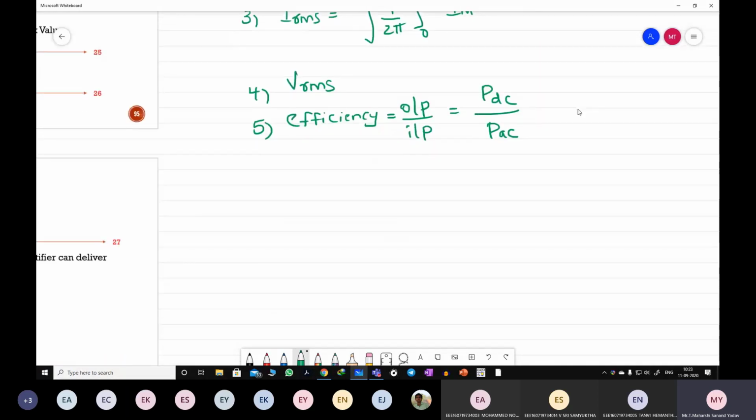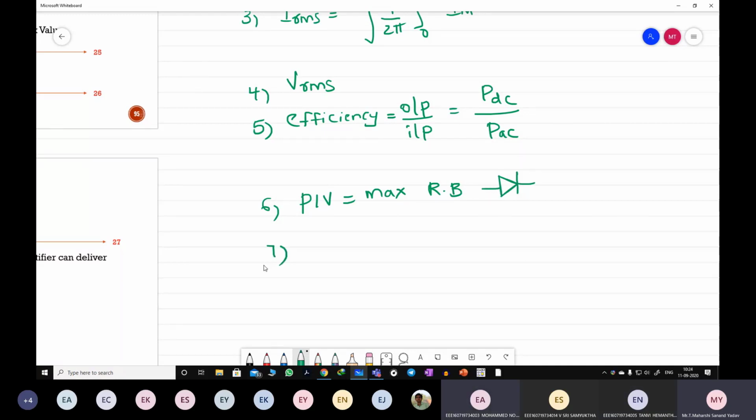Next parameter: peak inverse voltage. What is meant by peak inverse voltage? It is the maximum reverse bias voltage that a diode can withstand.